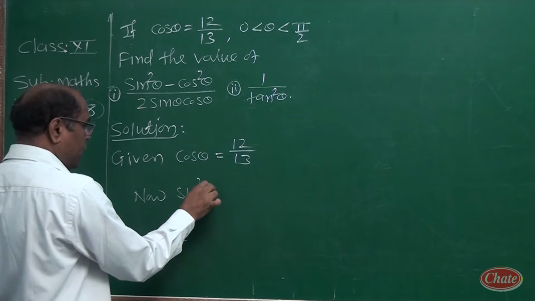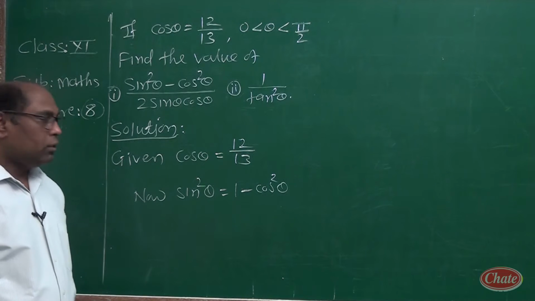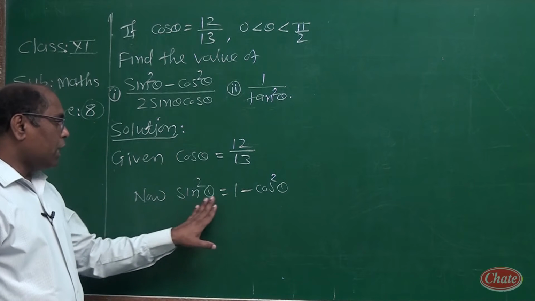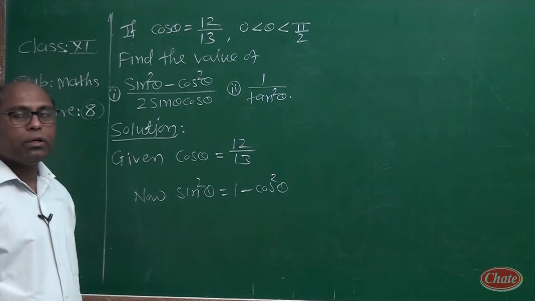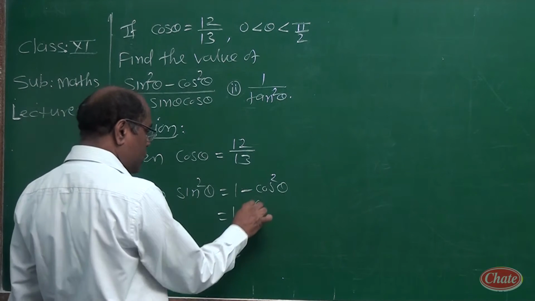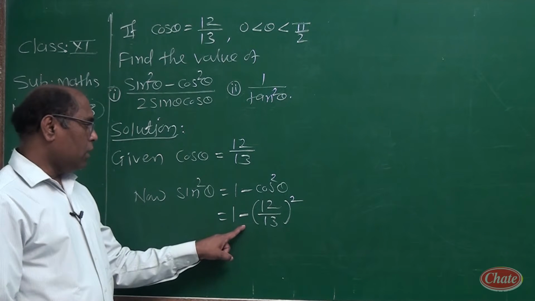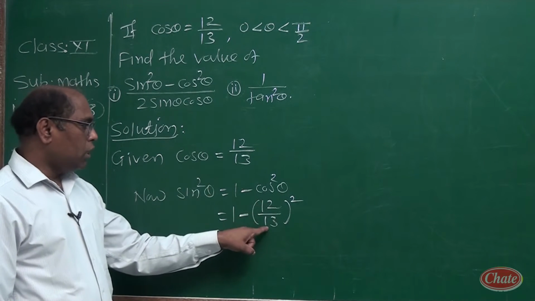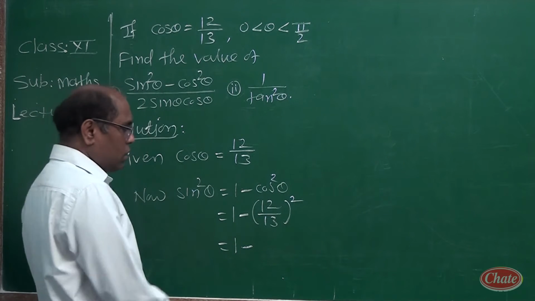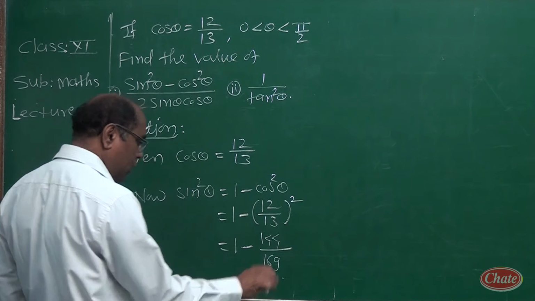Now we know that sin square theta is equal to 1 minus cos square theta. Now here we have to put the value of cos theta: 1 minus, what is the value of cos theta? 12 upon 13, bracket square. Now let us simplify that term. So equal to 1 minus, what is the square of 12? 144. Square of 13? 169.